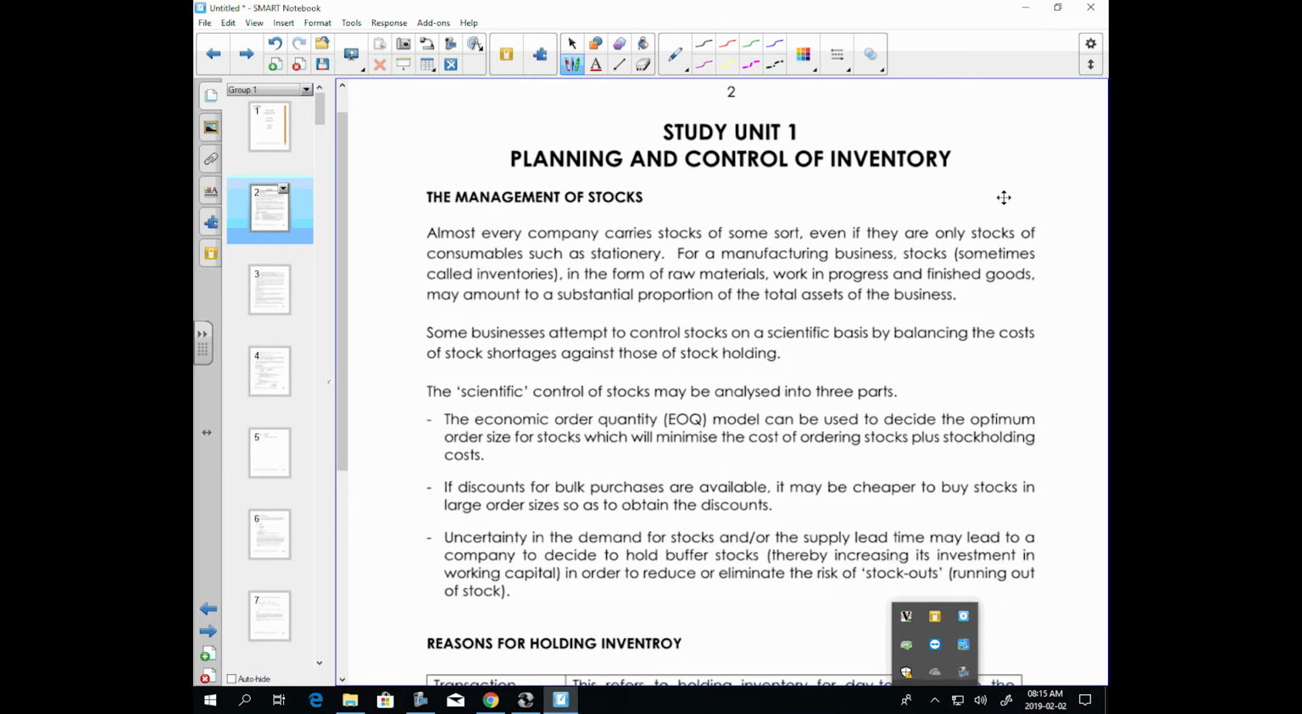Okay, so this is theory, guys. I'm not going to sit here and teach you theory. So, management of stocks, why we need to manage everything. I just want to highlight some points. The scientific control of stocks may be analyzed in 3 parts.